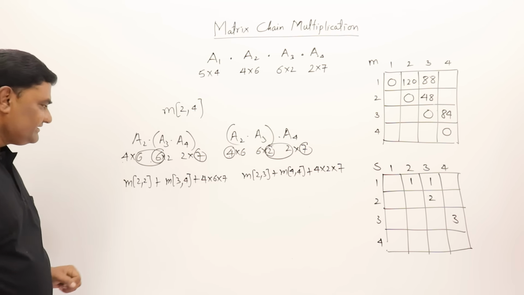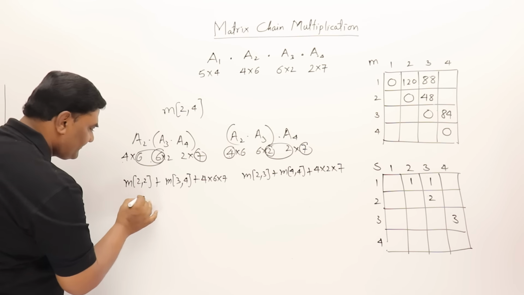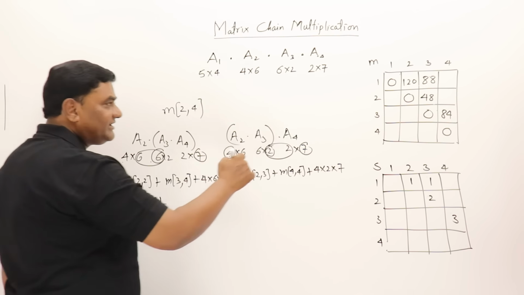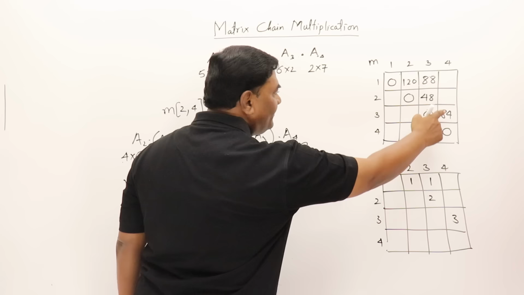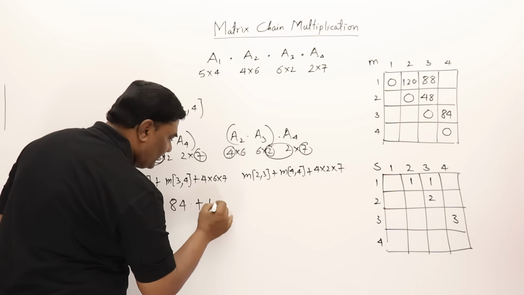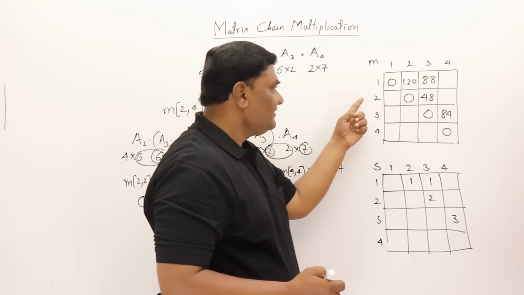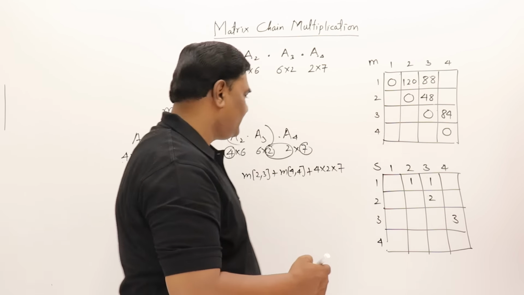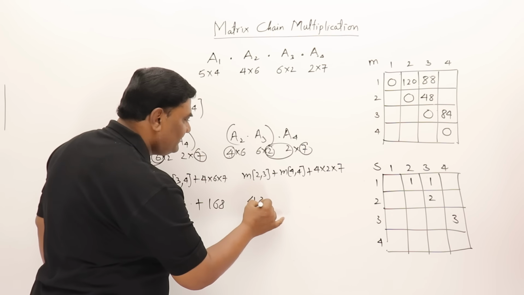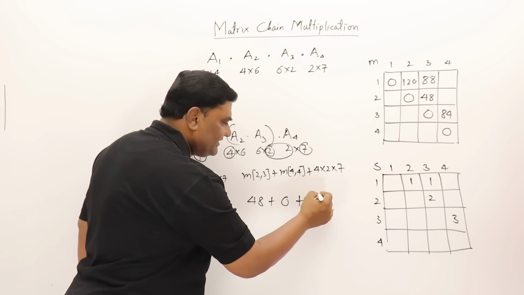Let us see how much this is. M of 2 comma 2 is 0 plus m of 3, 4. M of 3 comma 4 is 84. Then this is 168. Then m of 2, 3. 2, 3 is how much? 48. 48 plus m of 4, 4 is 0 plus 56.